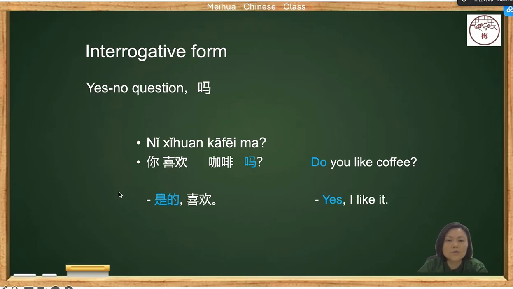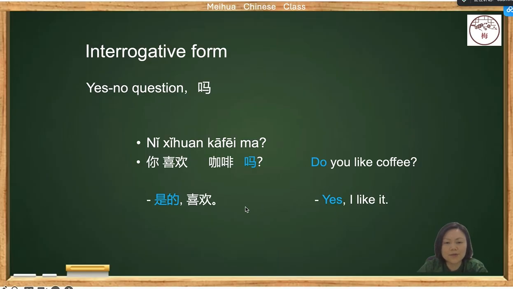Okay, so how do we answer this kind of question? The answer is simple, right? Either yes or no. So if I want to say yes, I should say 是的, 是的 means yes. 喜欢, this is like a duplication, like a double confirmation. 喜欢 is the verb in the sentence, right? Yes, I like it. But in English, usually we don't say the second part. We just say yes or no. We don't repeat that I like it.